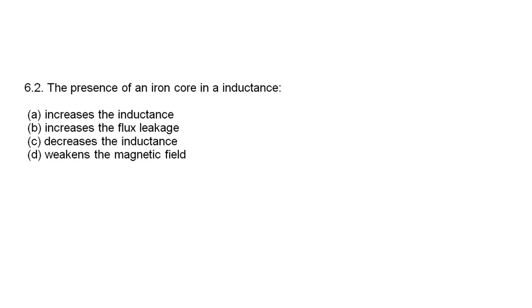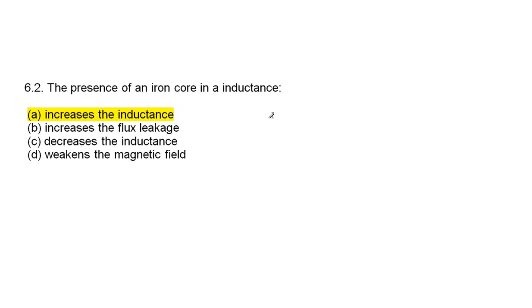Question 6.2, the presence of an iron core in an inductance. Well, if you want to increase the inductance, you need to put a core in it. And if you put a core that's of magnetic material, and iron is a magnetic material, it has a permeability greater than air. Air has a permeability of 1. So putting any core into an inductor with a permeability greater than air will concentrate the magnetic lines of force and increase the inductance of the inductor in direct proportion.